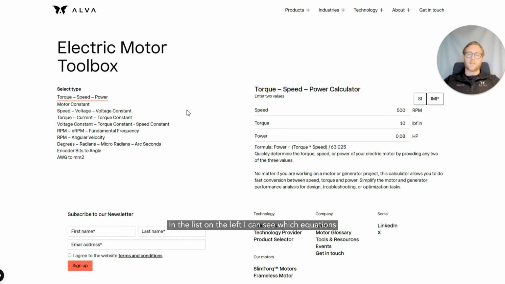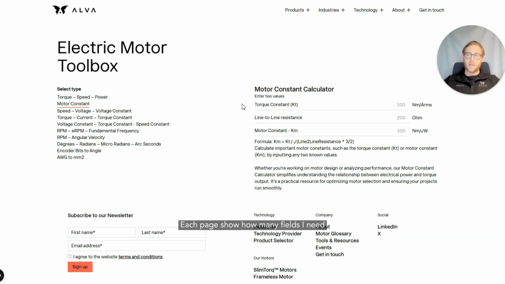In the list on the left, I can see which equations are available. Let's try the motor constant. Each page shows how many fields I need to enter before the calculator calculates the answer. Let's try to fill in the torque constant and the line-to-line resistance.